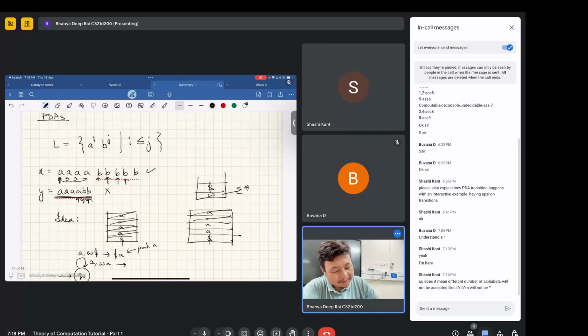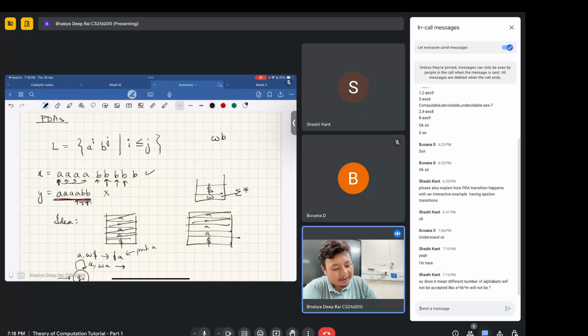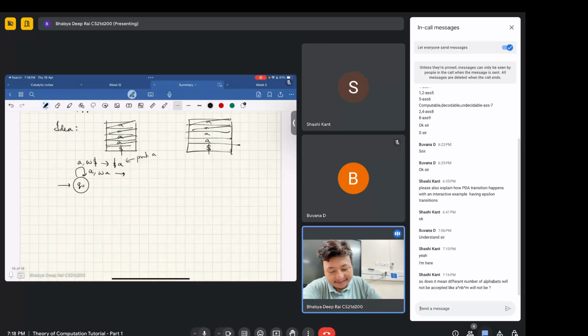So W, B. What does this denote? W is in sigma star, and B is a symbol that denotes B is on top of the stack. For example, here there is a dollar. Then W is nothing but epsilon, because there cannot be anything below the dollar sign.